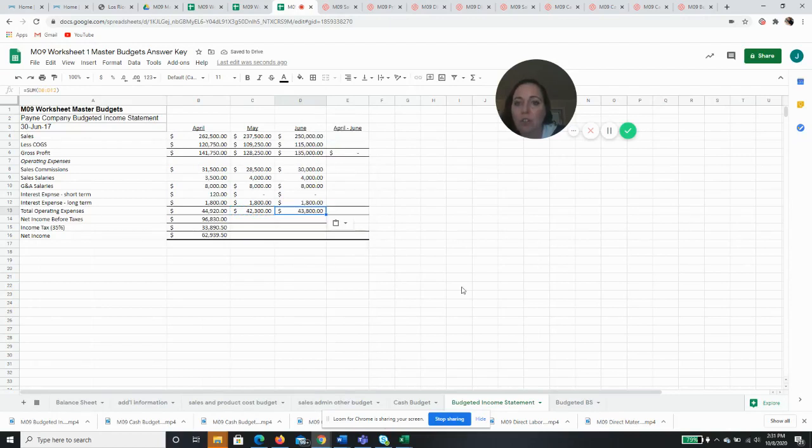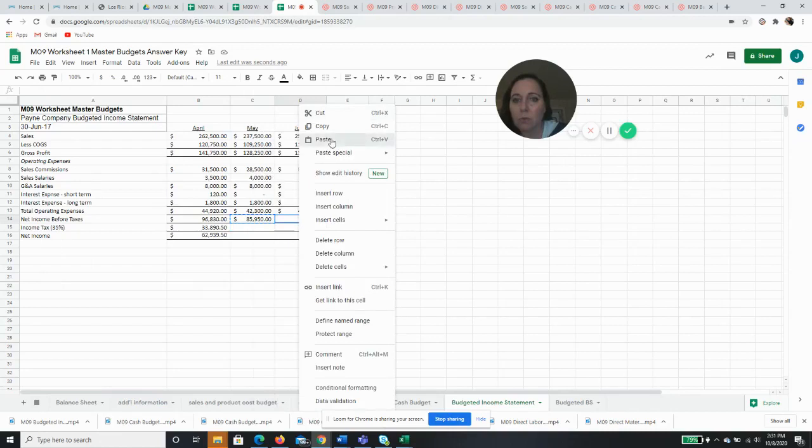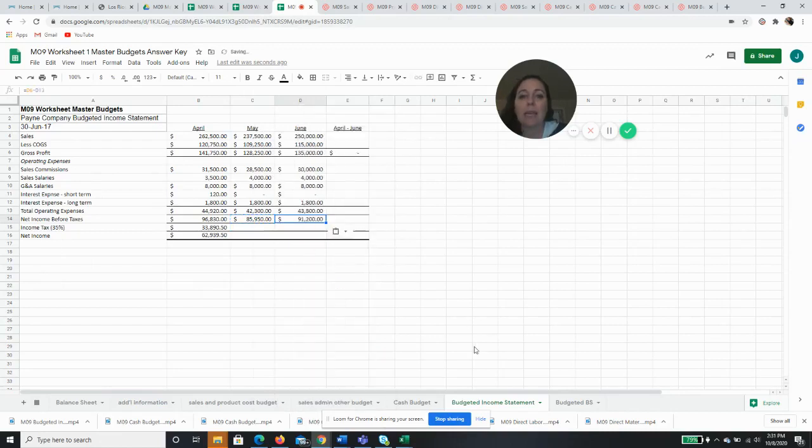43,800 for June. All right, my net income before taxes will be my gross profit, 128,250 in May, minus my operating expenses, my period costs of 42,300 in May. My net income before taxes is going to be 85,950 for May. If I did the same thing for June, we will have net income before taxes of 91,200 for June.